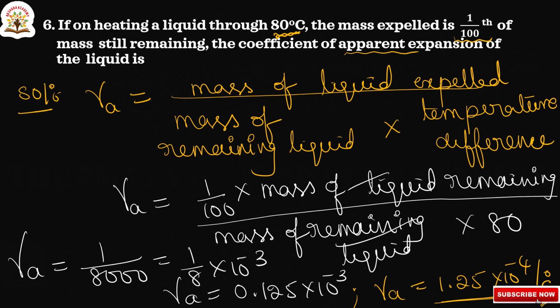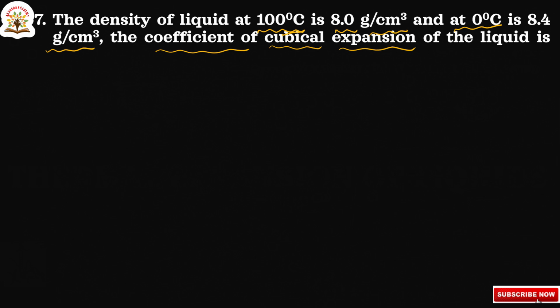Okay. Next we will go to the next question. Seventh one. The density of a liquid at 100 °C is 8.0 g/cm³, and at 0 °C is 8.4 g/cm³. Here we have to calculate the coefficient of cubical expansion of the liquid. Let us go to the solution.